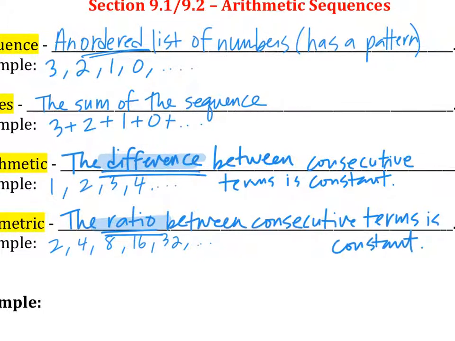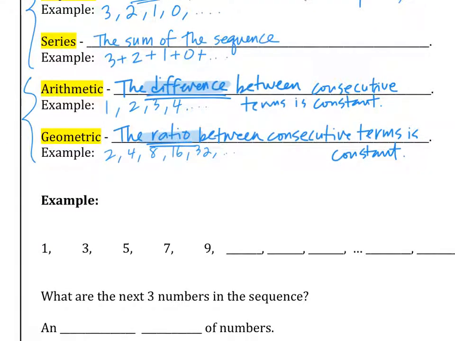All right, now let's look at examples. 1, 3, 5, 7, 9. Okay, this is very easy. What kind of sequence is this? Is it arithmetic or geometric? Talk to your partner. Is it arithmetic or geometric, and why?